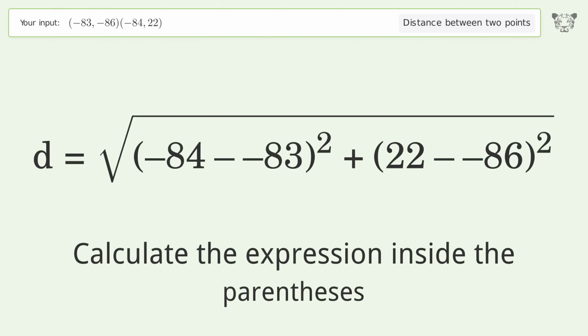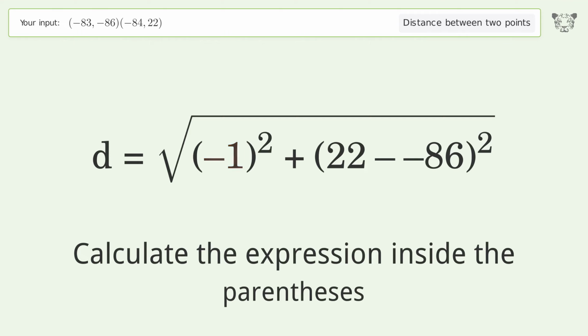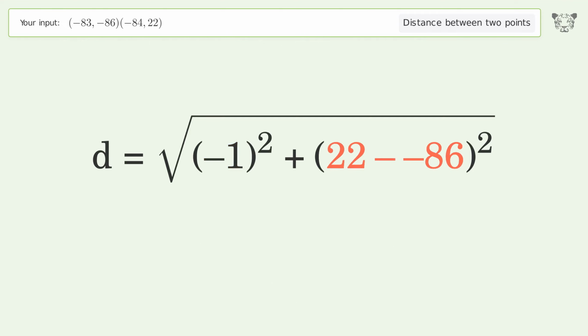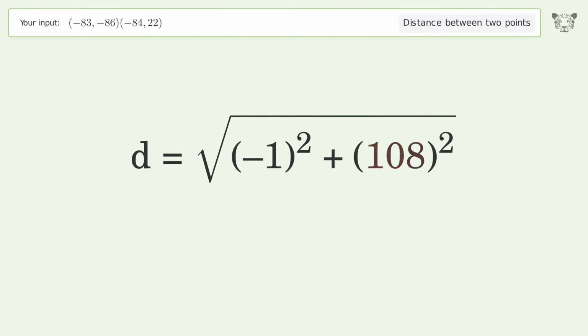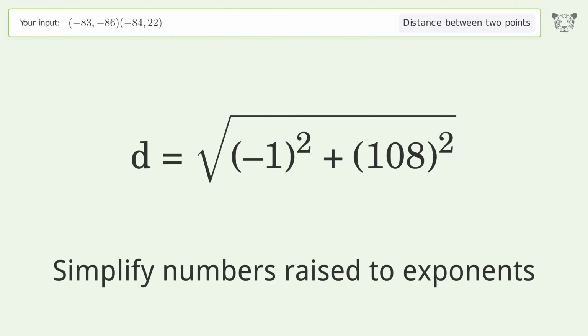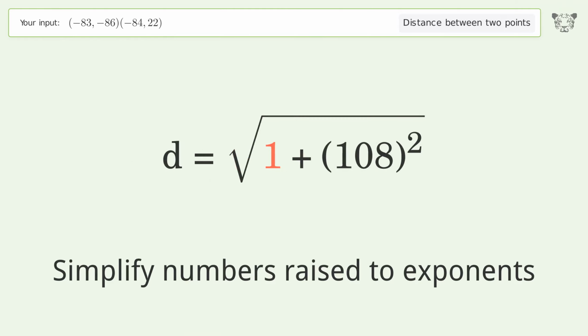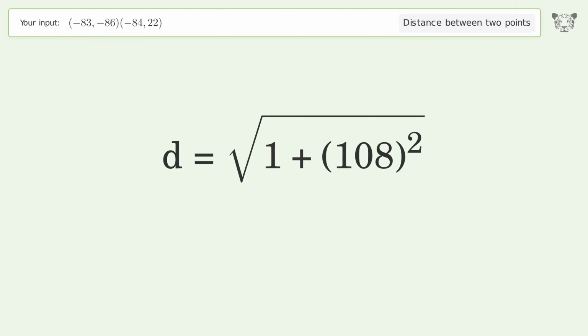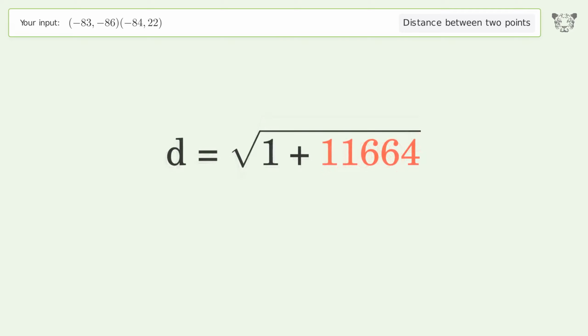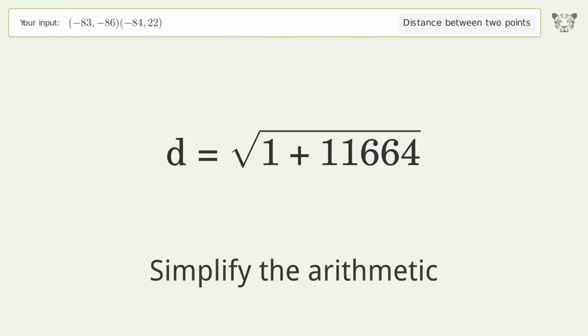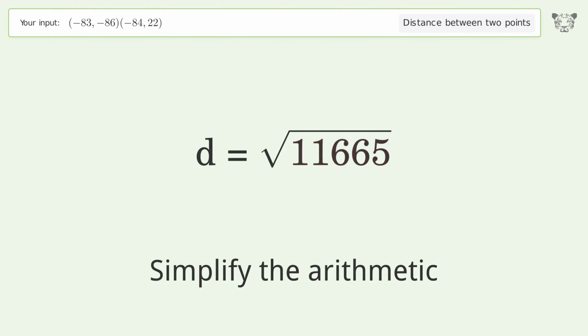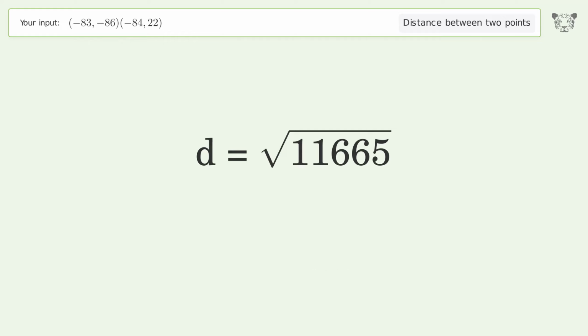Calculate the expression inside the parentheses. Simplify numbers raised to exponents. Simplify the arithmetic. And so the distance between the 2 points is the square root of 11,665, or 108.005.